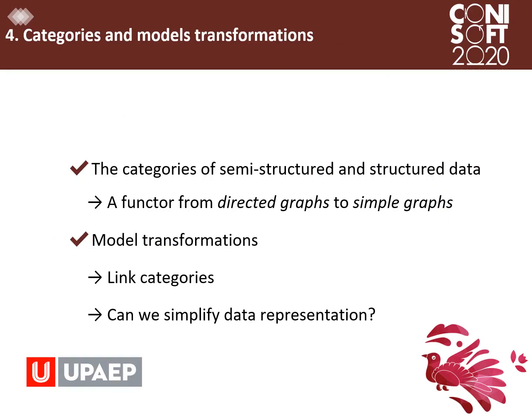By the previous slide, it is easy to see that nodes can represent objects and edges can represent morphisms in the previous data models. Thus, we observe that a model transformation is a functor from a directed graph into a simple graph. In other words, model transformations can be seen as a link between categories. Also, it is important to emphasize that the previous transformation is a vertical transformation. We are mapping a low level of abstraction model into a higher level of abstraction model.